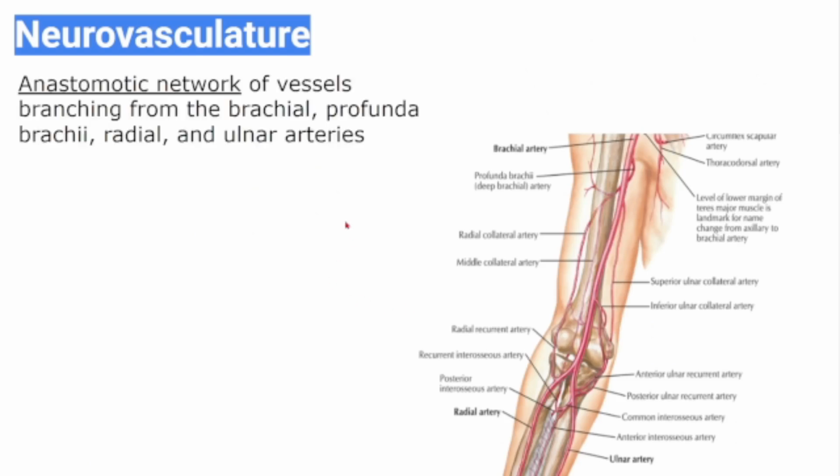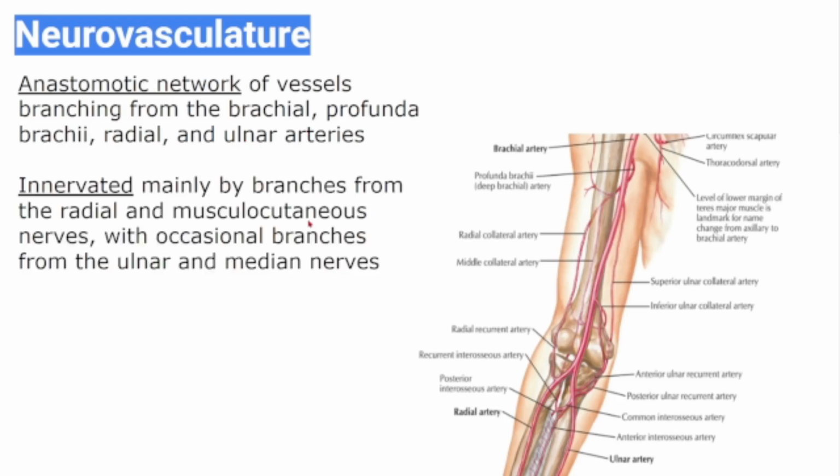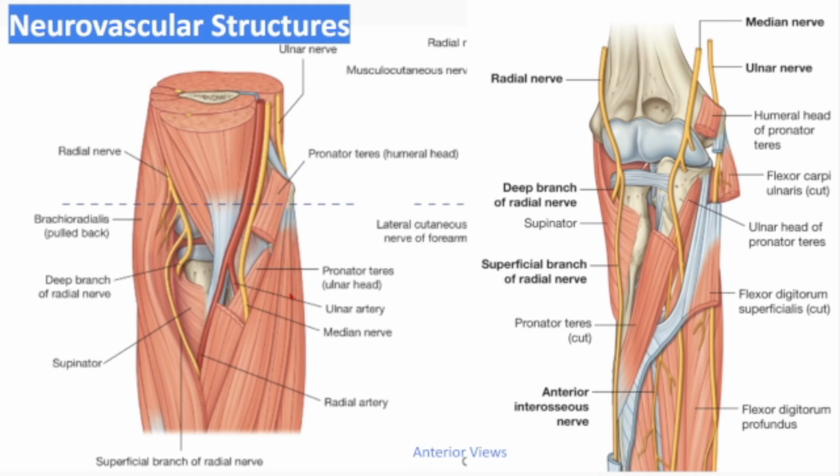Neurovascular supply, right, from the brachial, profunda brachii, radial, and ulnar arteries. The elbow is mainly innervated by branches of the radial and musculocutaneous nerves, and less commonly ulnar and median. Then we talked about the movement. All right. Here's some images of the neurovascular structures, right? So radial nerve coming down laterally, anterior to the joint, the median nerve coming down right down the middle, okay? And the ulnar nerve coming down just behind the medial epicondyle.